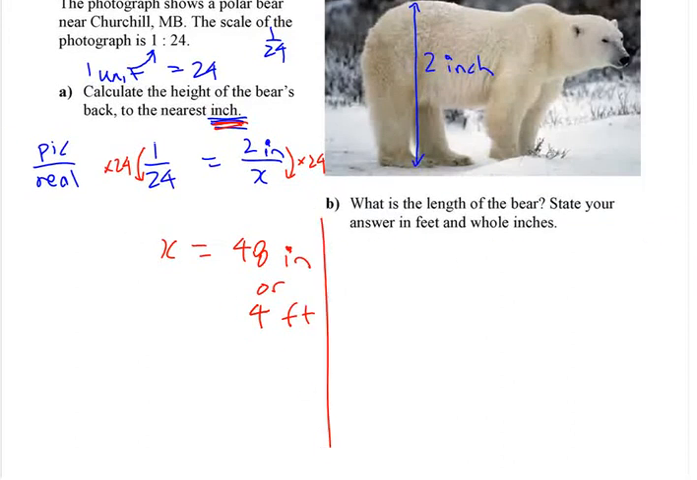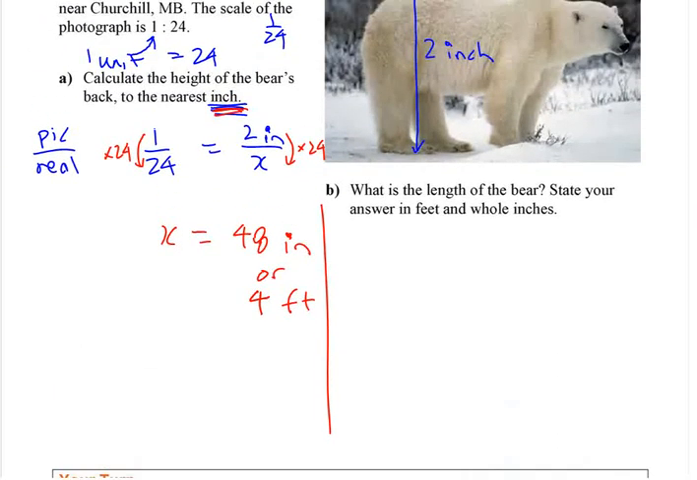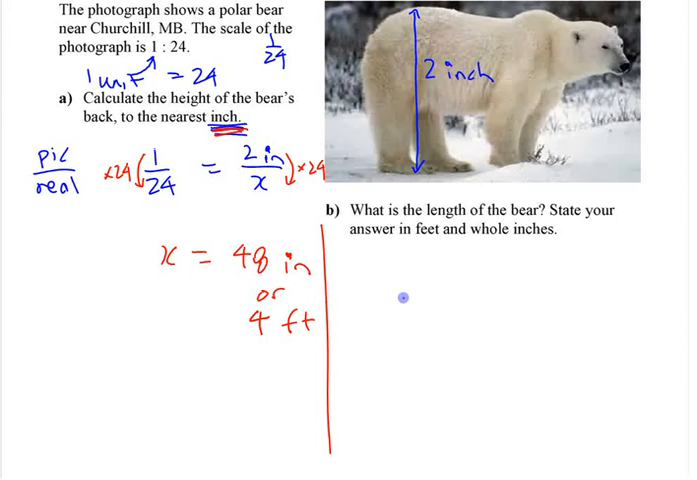We're going to do this one, and then I'll give you some time to work on stuff. What's the length of the bear? State your answer in feet and whole inches. So what you have to do is measure that way this time. Now, the photo is a bit turned, so it's not going to be perfect, right? If you're ever doing something like this from a photo, it's an estimate. It's not the actual thing, but it gives you a rough idea. So set up a proportion the same way. I'll pause this temporarily.